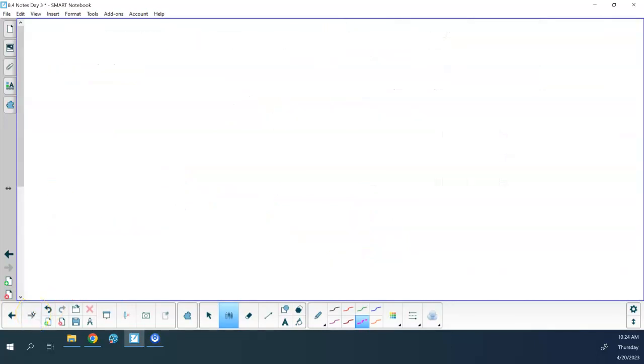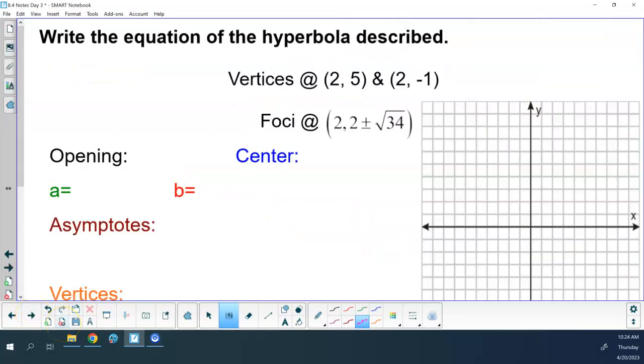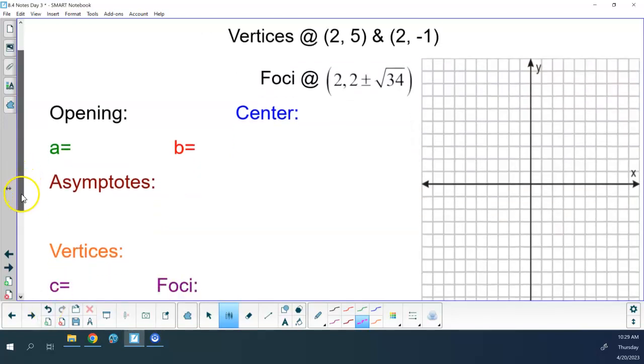Oh, double tap. You try that one. All right.